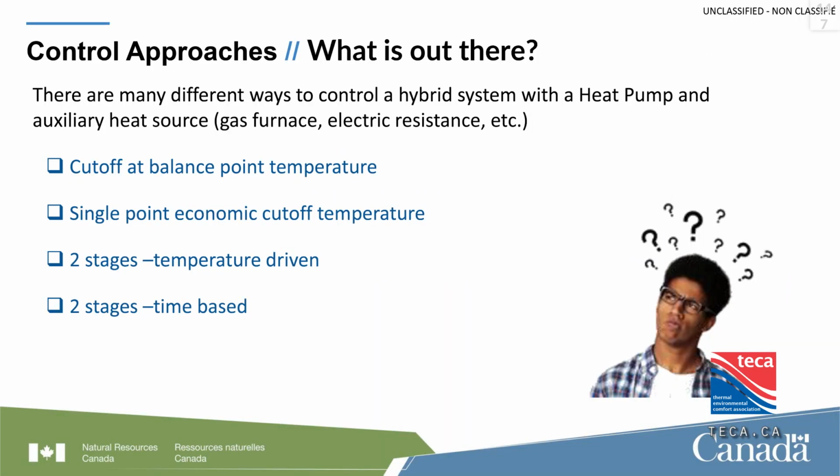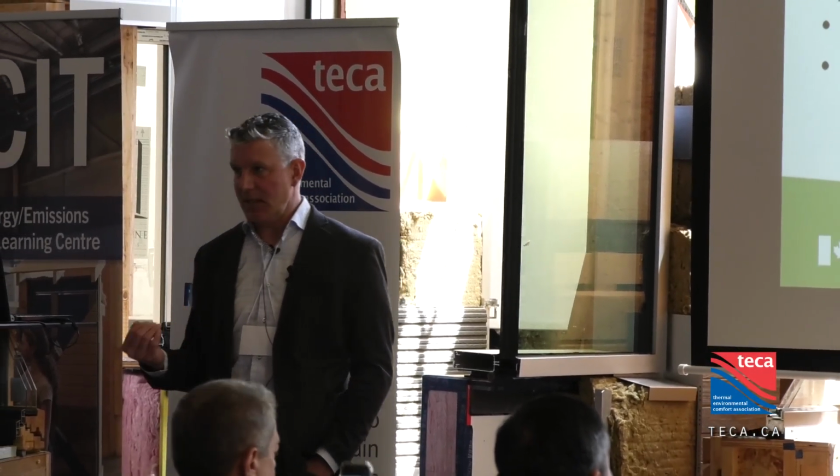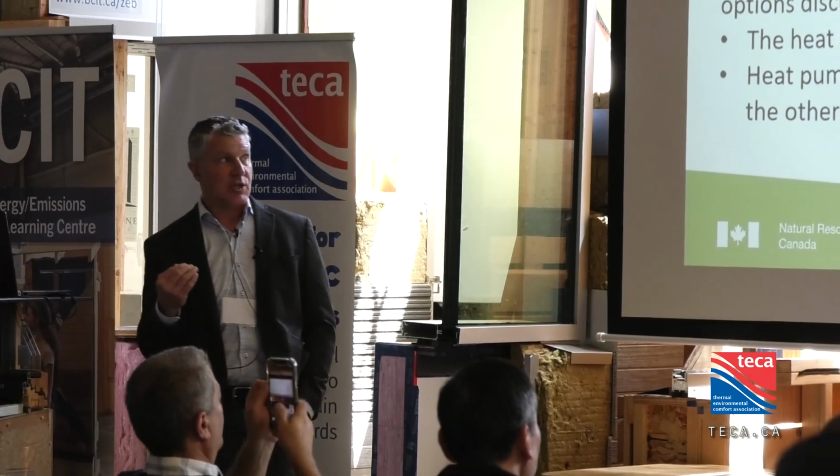The next 2 are 2-stage controls. One is temperature driven and one is time based, a droop kind of approach. As you're mostly well aware, the controls differ depending on the kind of system we have, depending on the backup. We're talking about a full electric system. We've been talking about it most of the day, how the auxiliary heat can work in conjunction with the heat pump. They can work simultaneously, so the control aspect from there would change.